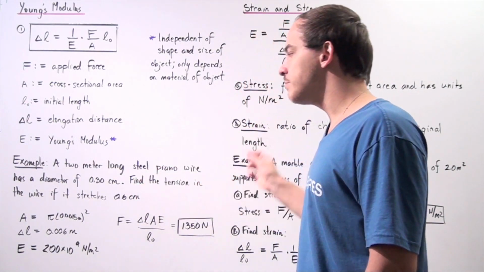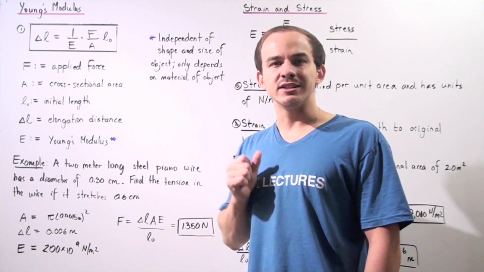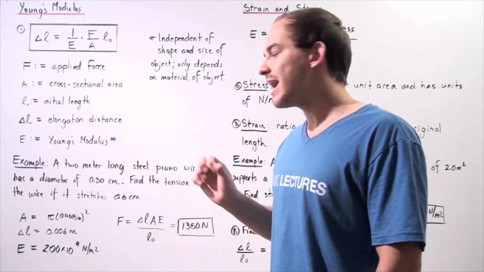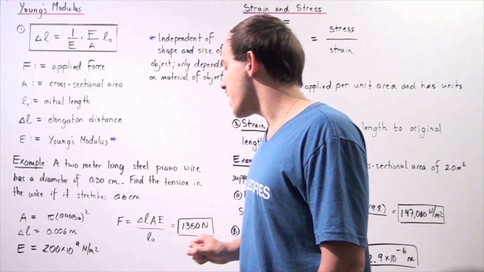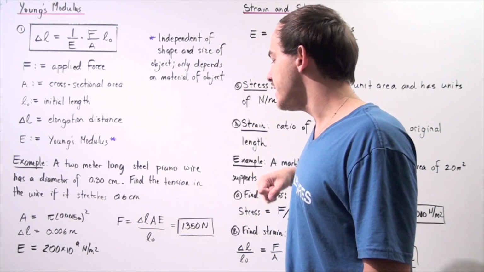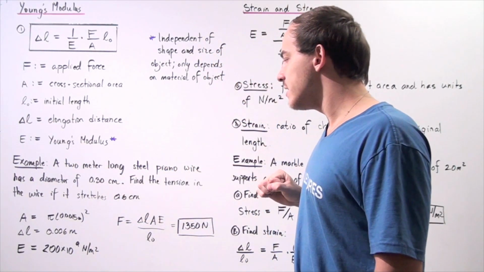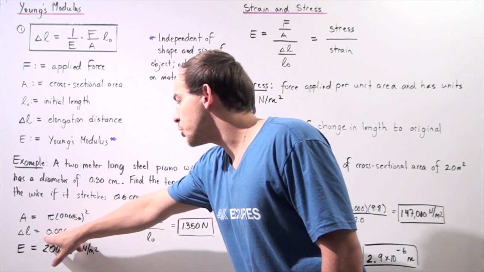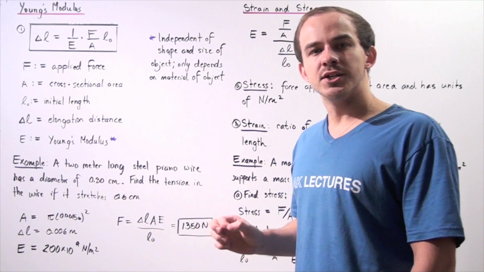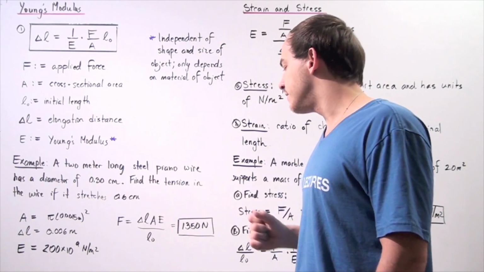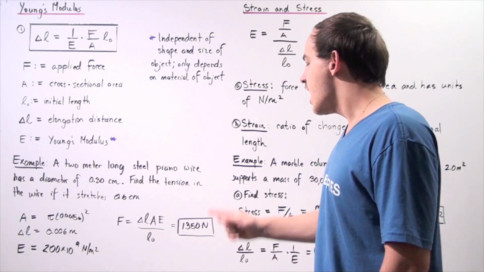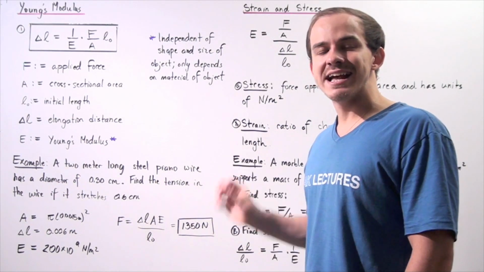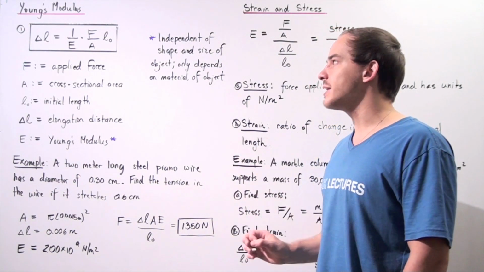Now E we can simply look up in a textbook or online, and we have 200 times 10 to the 9 newtons per meter squared is the value for E. Now the change in L is simply this quantity divided by 100. So 0.006 meters. So we multiply and divide and we get a quantity of 1,350 newtons is the tension in our steel wire.